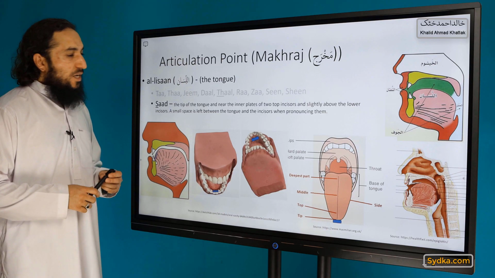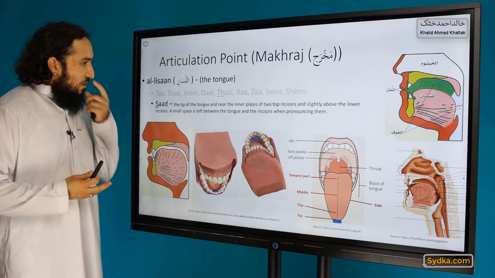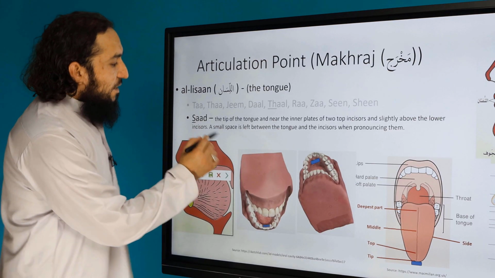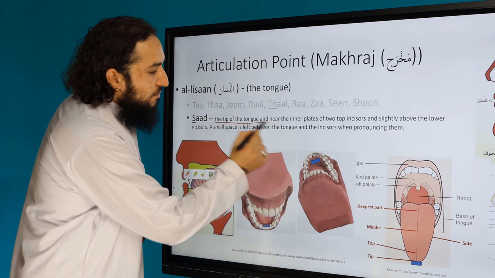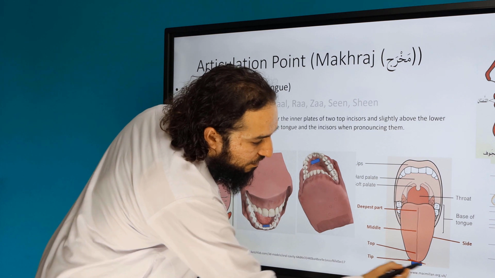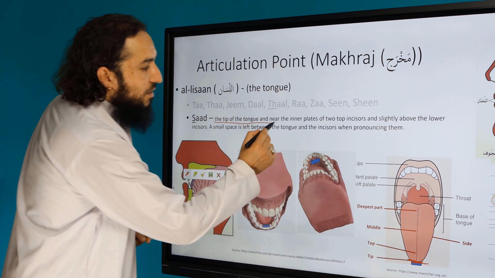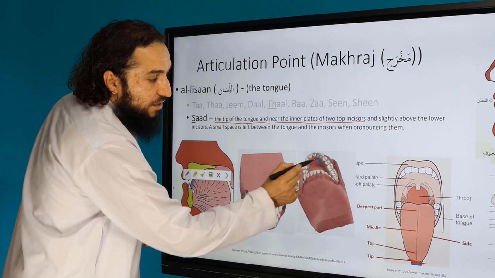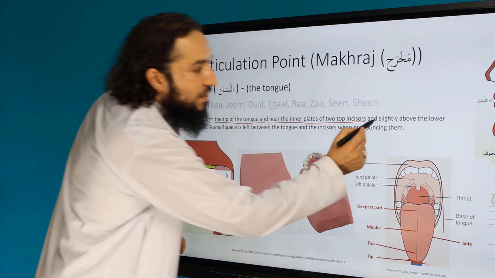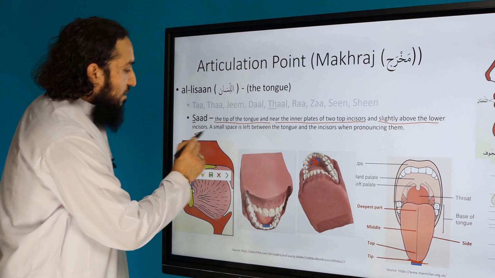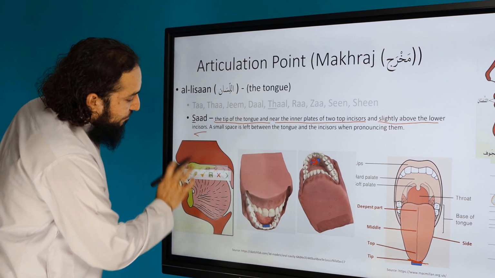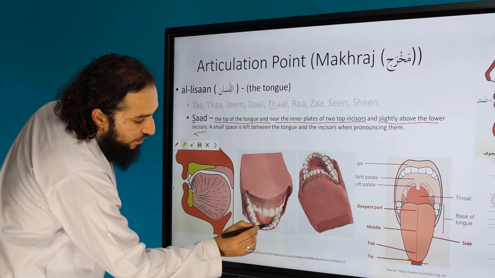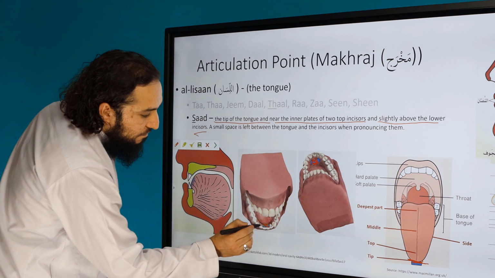The articulation point, it is one of the lisan, the tongue letters. If you see here, the tip of the tongue, that's one place, near the inner plates of the top two incisors. So near the inner plates of the top two incisors, slightly above the lower incisors. See here.